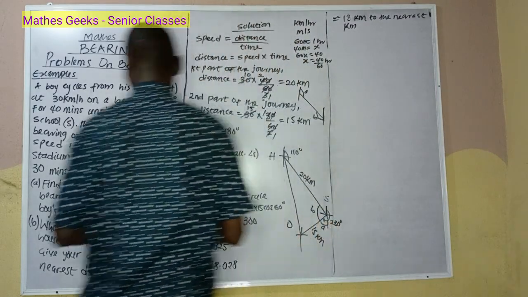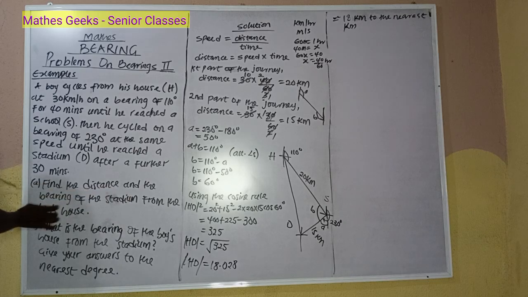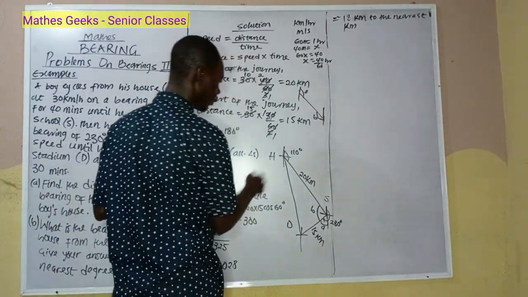Then it says find the distance and the bearing of the stadium from the boys' house. So the bearing of the stadium from the boys' house.